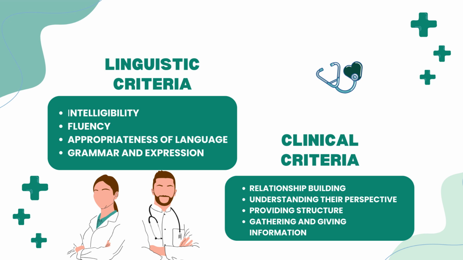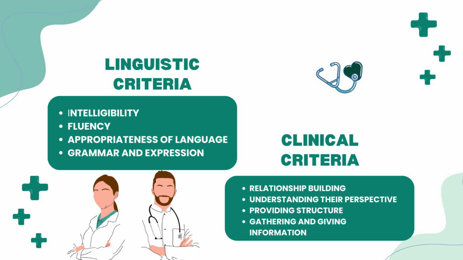To assess your performance, OET examiners use 2 main sets of criteria. First, linguistic criteria. This checks your language skills. Intelligibility, how clearly you speak. Fluency, how smoothly you speak. Appropriateness of language, how suitable your words and tone are. Grammar and expression, your accuracy and range.